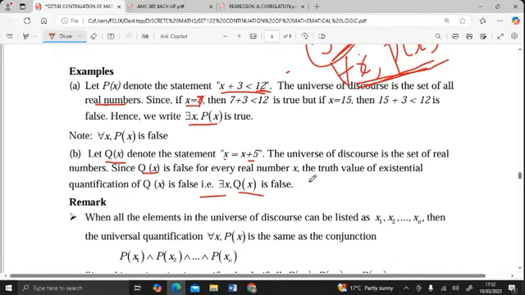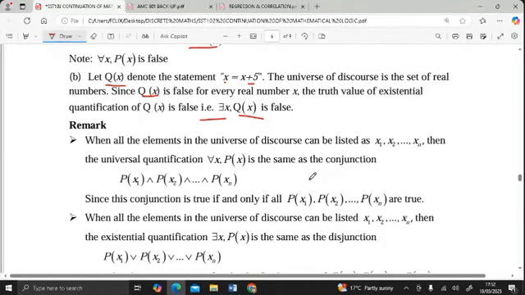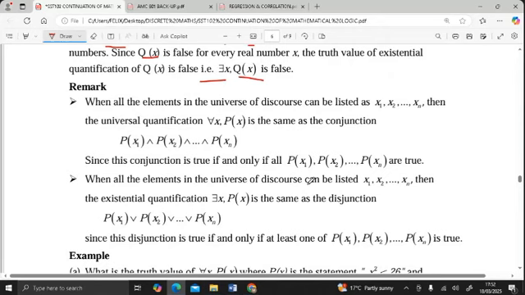Let's go to B. Let Q(x) denote x equals x plus 5. The universe of discourse is the set of real numbers. Since Q(x) is false for every real number, the truth value of the existential quantification in this case is false, because there is not even a single element that is equal to that element increased by 5. None. There is no real number that will remain exactly the same if you add 5. And therefore, that is false.